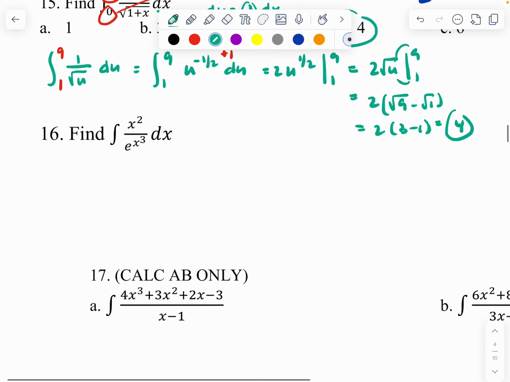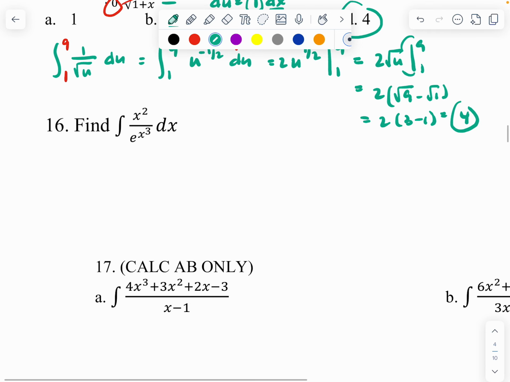All right, let's look at this guy. Okay, another u sub. What do you guys think the u is going to be this time? Okay, if you picked x cubed, you would be correct. So u is x cubed, which is this little guy there. The du is 3x squared dx.